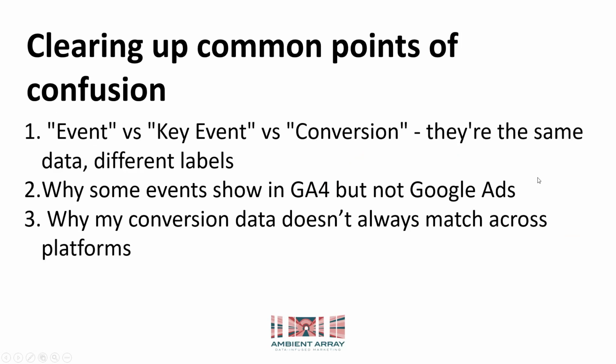So finishing up here, let's talk about some common points of confusion. So again, an event versus a key event versus a conversion, it's essentially the same data but different labels, but the key event will always be a subset of events. So if you have 10 events, the most key events you could have would be 10, but probably you would have between 1 and 9, or even 0. You can never have more key events than there are events, okay? Because it's always a subset of events.